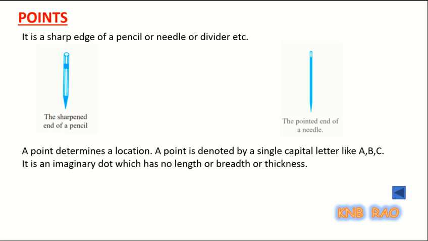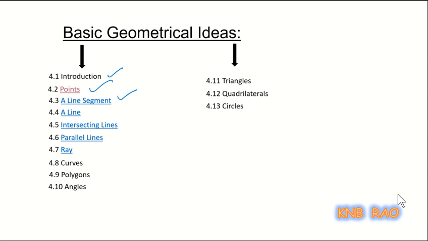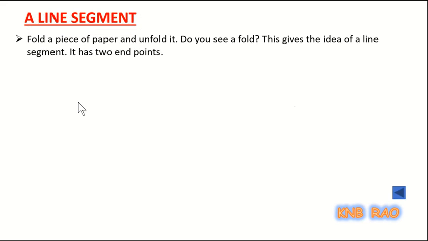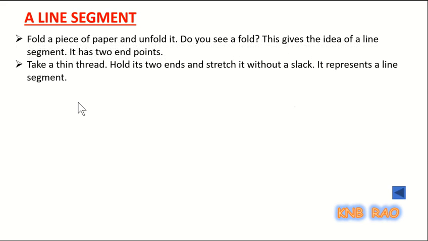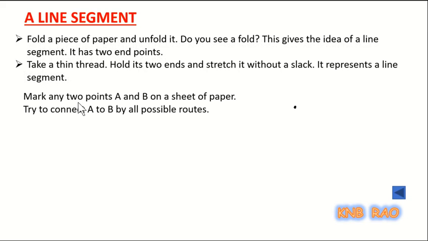That's it. Now coming to the line segment, you are asked to do some activity: folding of a paper piece, taking a thin thread and holding it tight, marking any 2 points A and B on the sheet of paper, and trying to connect A to B by all possible ways.